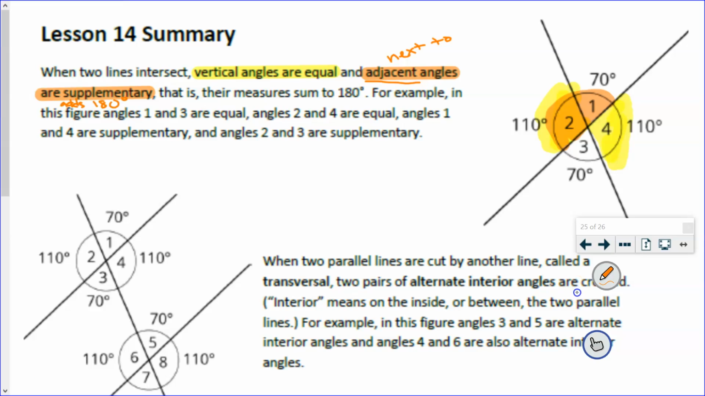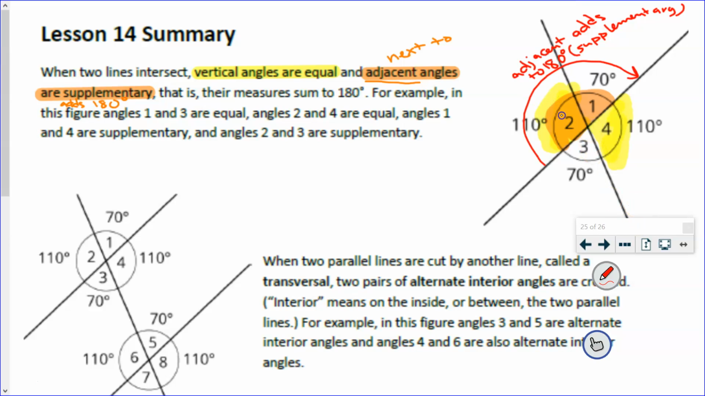So we focused on that vocabulary word yesterday being supplementary. We just need to maybe adjust that thinking to adjacent angles. Angles that are next to each other add to 180 degrees. They're supplementary. Check it out. 110 plus 70 adds to 180 degrees, right? They're just supplementary. Adjacent adds to 180 because they are supplementary. Altogether, yes, the whole thing would add to 360, but we just like to focus on the 180, the supplementary.